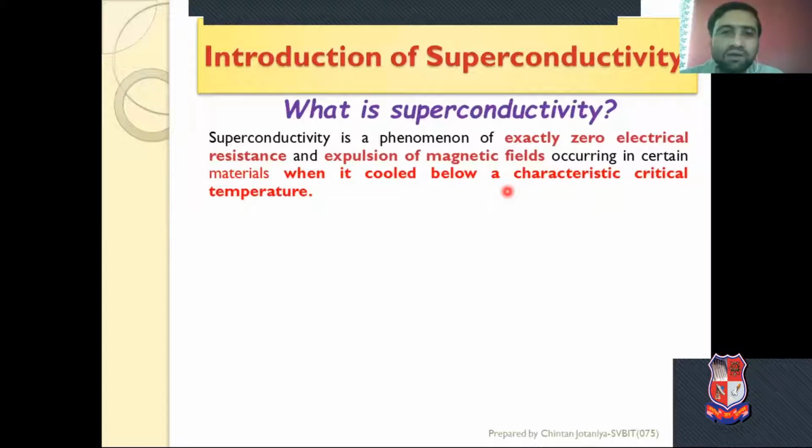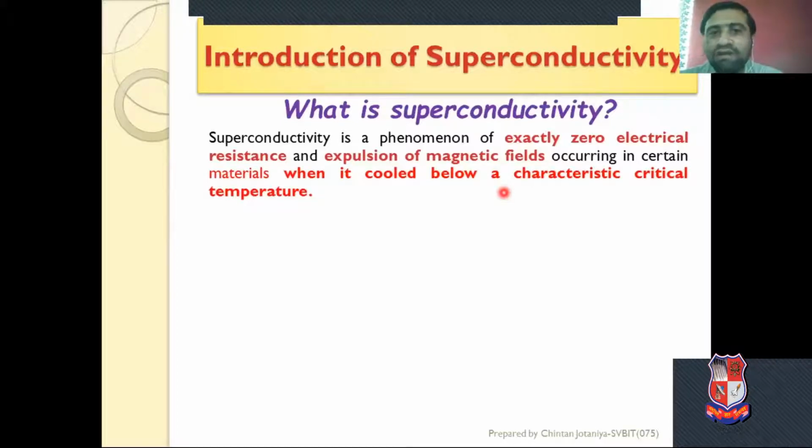We take a material and lower the temperature up to its critical temperature, at which the atoms are almost fixed. They are not vibrating from their mean positions too much. So whenever the electrons are flowing, they don't suffer any kind of collision with the ions. So an extremely high amount of current flows, and that is the phenomenon of superconductivity.